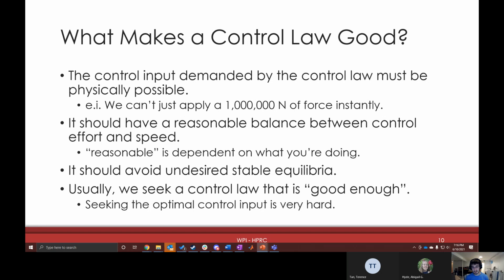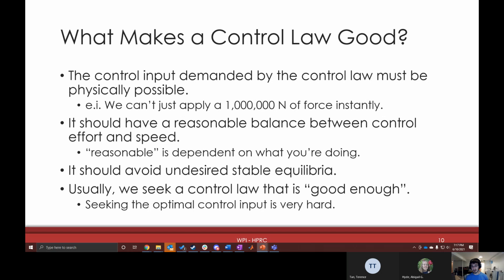Your controller also should have a reasonable balance between control effort and speed, and that reasonable really depends on what you're doing. In some situations, it might be really important to go fast, but in some situations it might be more important to conserve your effort. By control effort, I just mean the higher your control input, typically the more effort that requires. For example, having your helicopter blade spin faster will use more fuel and expend more effort.